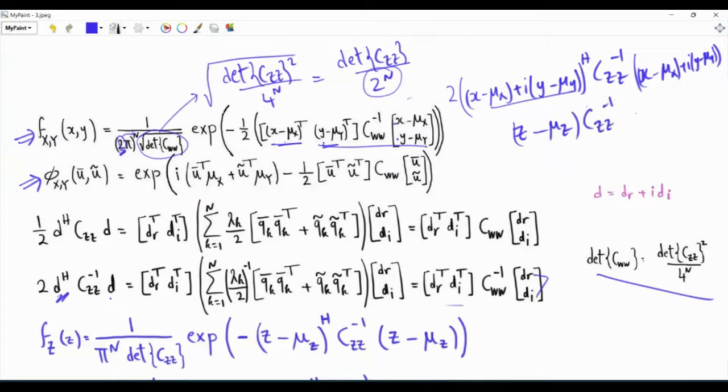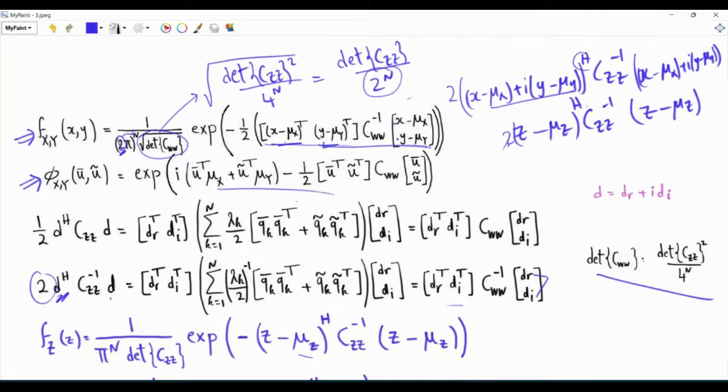And then we have CZZ inverse, and we have Hermitian here, and then here we have z minus mu z. And there is a 2 here. So this expression will be replaced by 2 z minus mu z Hermitian CZZ inverse z minus mu z. The 2 will eliminate this 2 here. We have obtained the PDF of the complex valued circularly-symmetric Gaussian vector Z. Now it is written in terms of Z, its mean vector, and its covariance matrix CZZ.